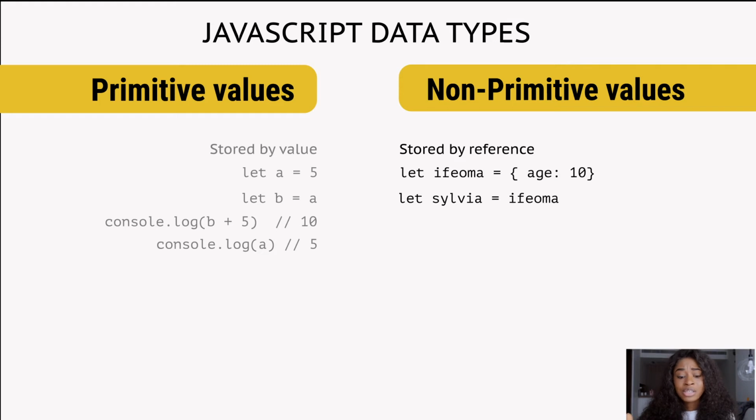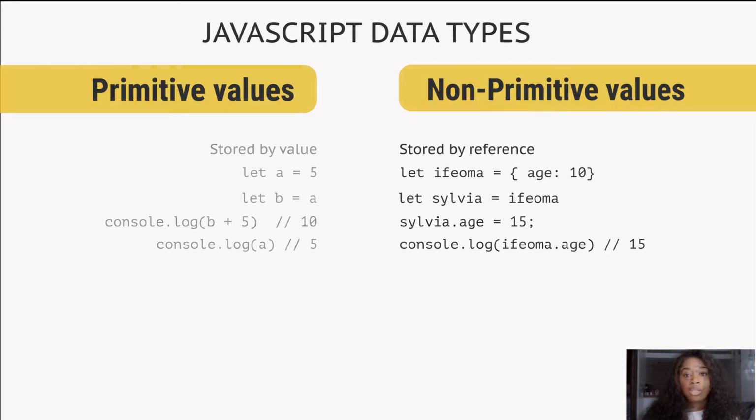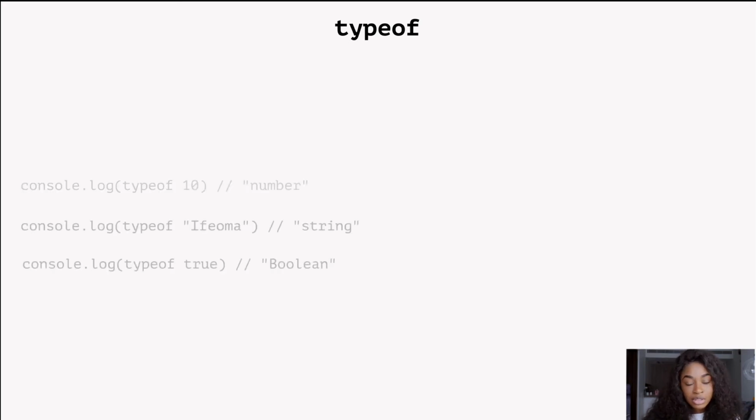If I decide to change their age property, say using Sylvia, after all, Sylvia was assigned the Ifeoma variable, Ifeoma's age will be updated as well because they're both referencing the same object in location. They're both pointing to the same object. So non-primitives are reference types. They're stored by reference, while primitives are value types. They're stored by value. If you want to know what type of value is assigned to a variable, the typeof operator is a built-in utility used to check that.